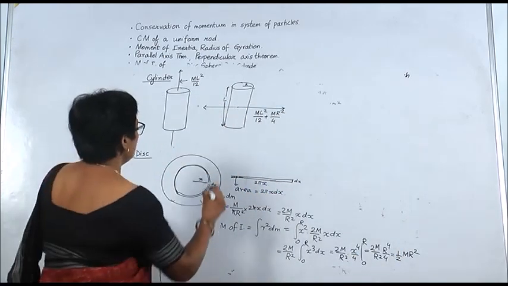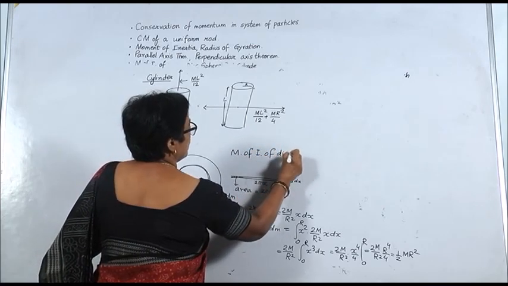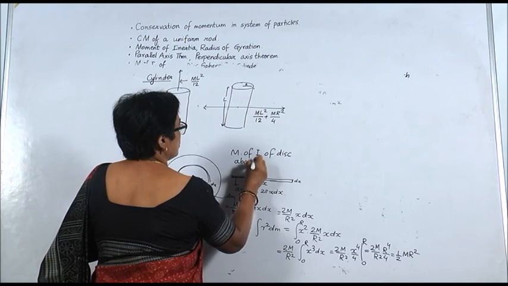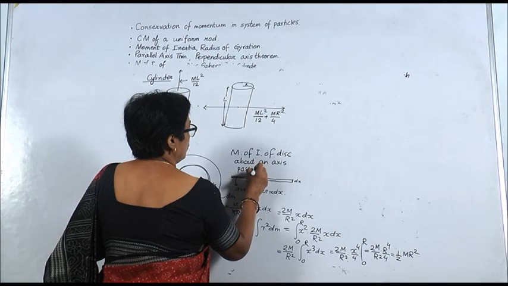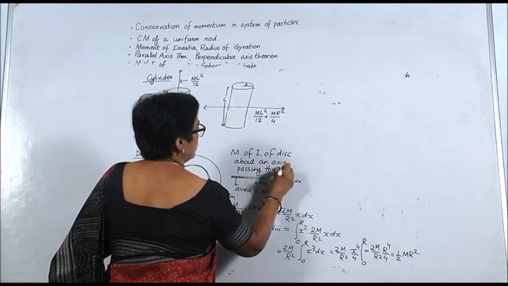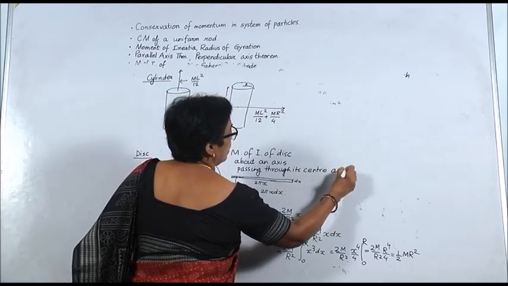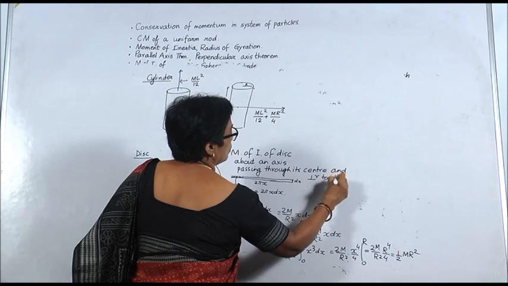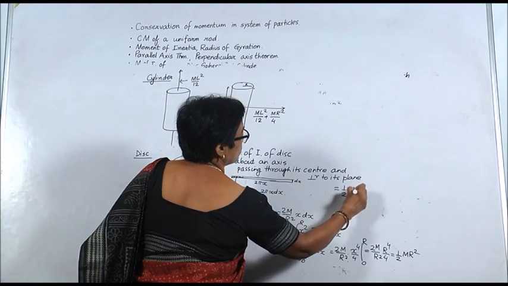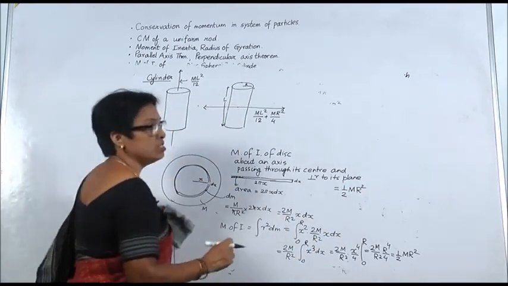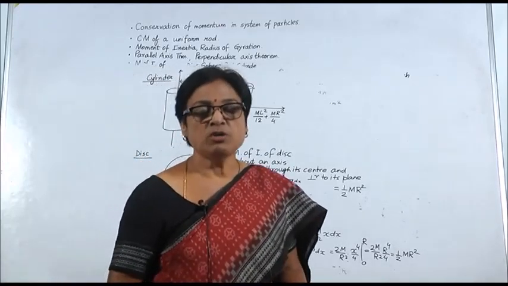So the moment of inertia of a disc about an axis passing through its center and perpendicular to its plane will be equal to half m r square, where r is its radius and m is its mass. So, thank you. Next time we will talk about torque and all.